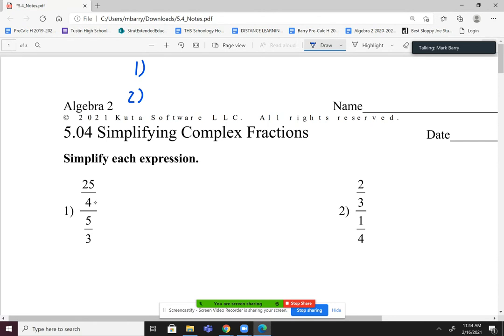So step 1 is if there's any adding or subtracting in the numerator or denominator, you're going to want to do that first, okay? Now, step 1 will not always apply. I'll tell you guys that on number 1 and number 2, we're not going to be doing step 1 because you can see there's no addition in the numerator or denominator of either one of these, right?